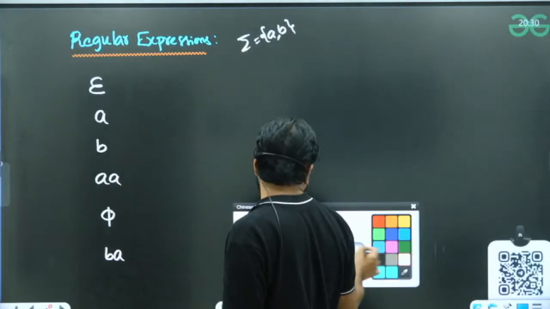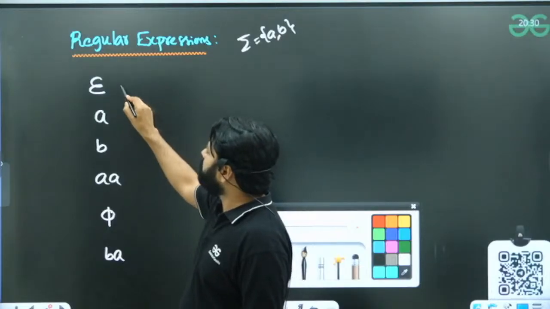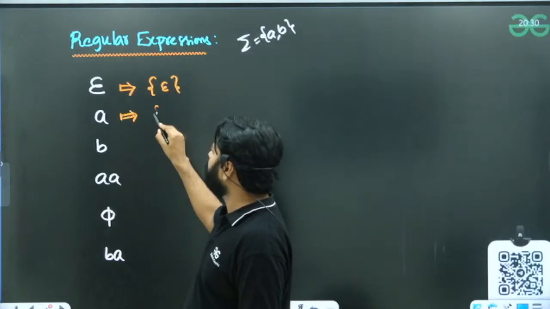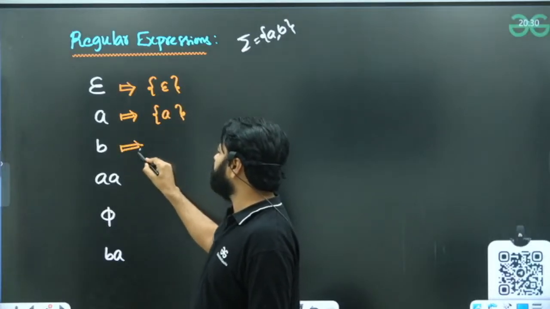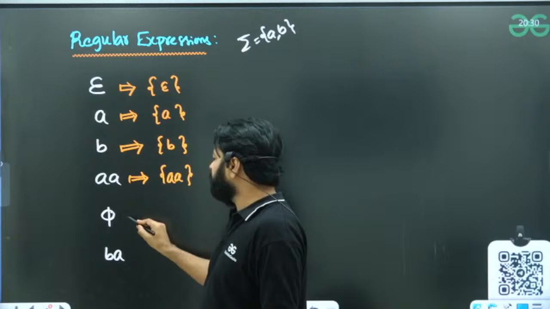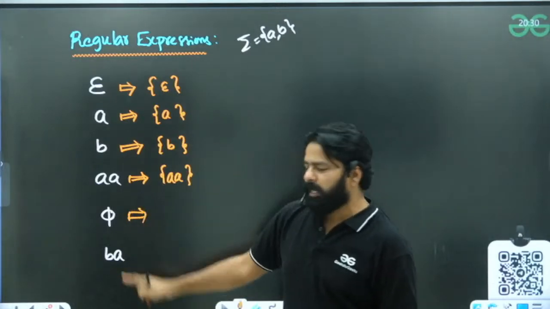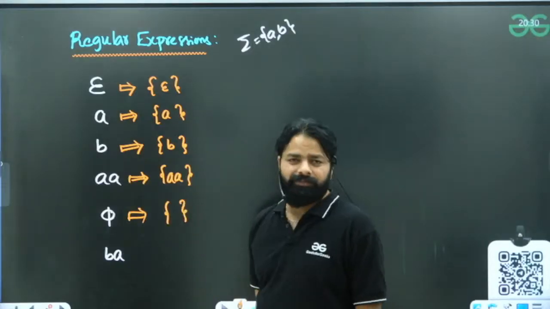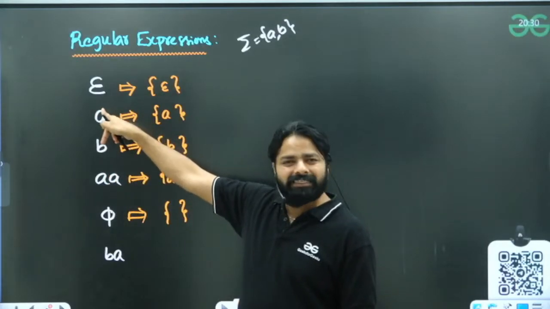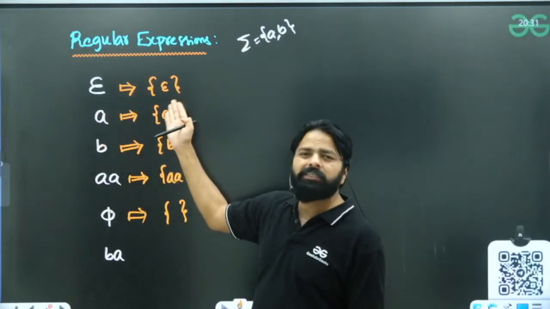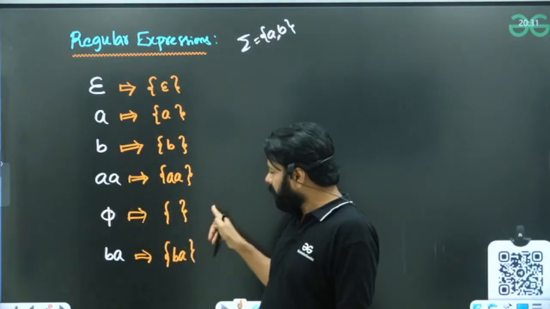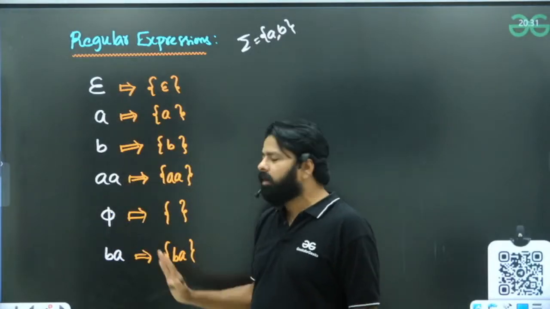So what do they represent? If you want to know the corresponding language, this represents a language having epsilon, this represents a language having only a, this one only b, and this one only aa, and this pi is called the empty expression because it generates nothing. All the remaining ones are non-empty expressions. Epsilon is also a non-empty expression, even though it is the empty string, because it generates something. And ba generates the one string ba. Only pi is the empty expression; the remaining are all non-empty expressions.